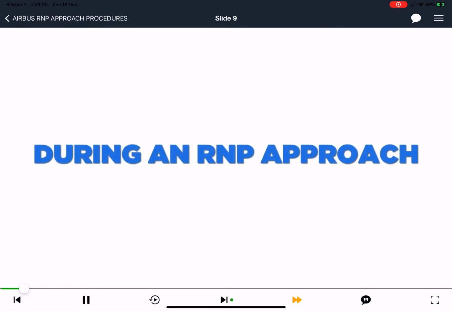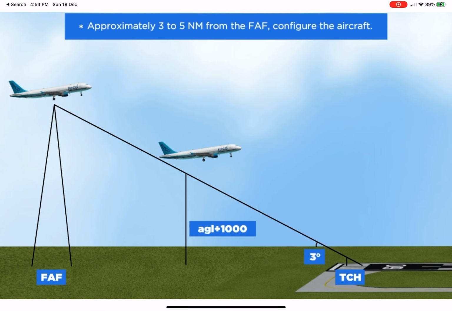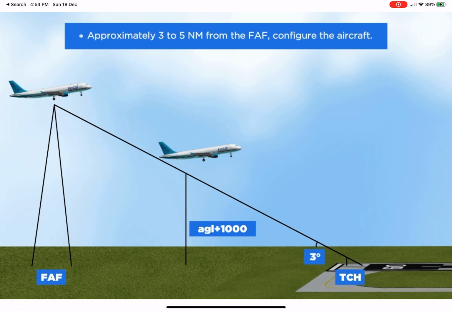During an RNP approach, approximately 3 to 5 nautical miles from the FAF, configure the aircraft. Consider being fully configured and at WIAP by the FAF. Always comply with stabilized approach criteria. NAV, FPA guidance should be stable at FAF. Select the Track, FPA Flight Director display mode no later than the FAF. Recommend waiting until established on final in order to comply with ATC directed headings prior to final.